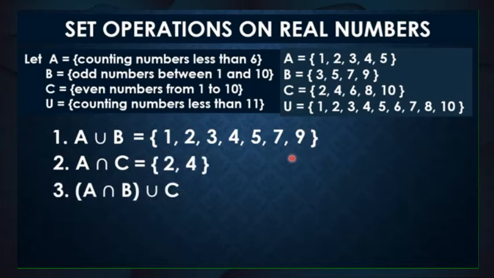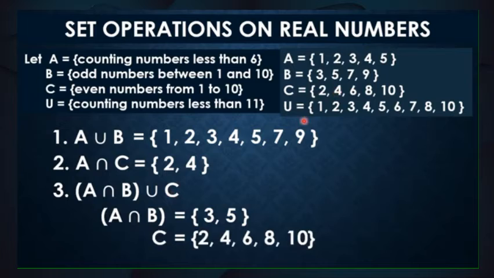Okay, let's have number 3. I have here the union of A intersection B and set C. So, paano natin to gagawin? Okay, so first, ang una munang kukunin is the A intersection B. Kunin natin kung anong meron sa A na meron kay B. And that is, pareho silang may 3, pareho silang may 5. So, the answer is 3, 5. Okay? And then, just copy the elements of set C. We have 2, 4, 6, 8, 10.